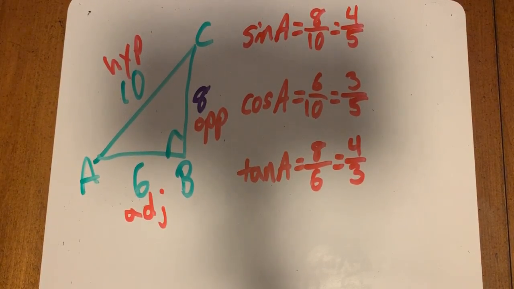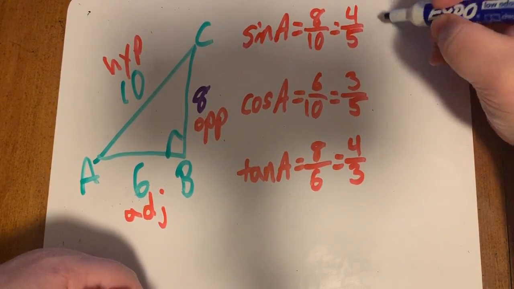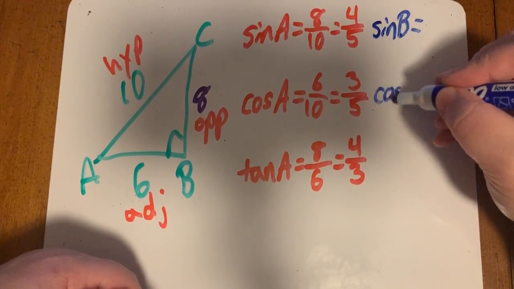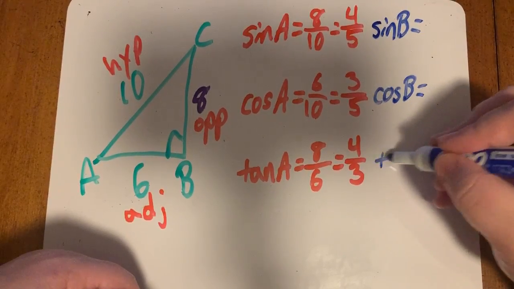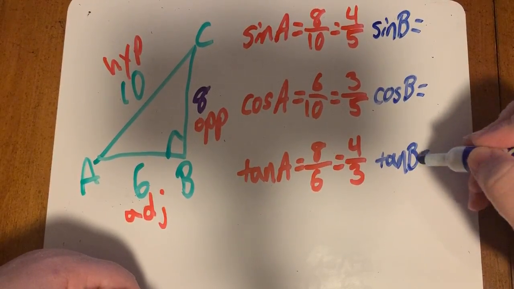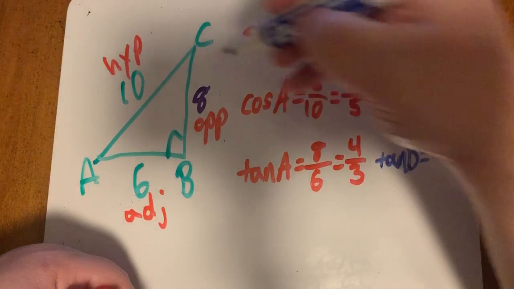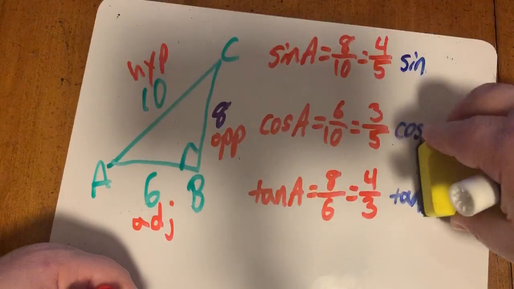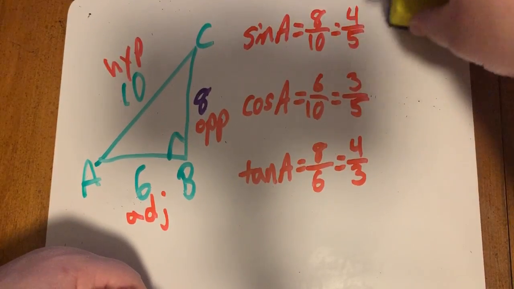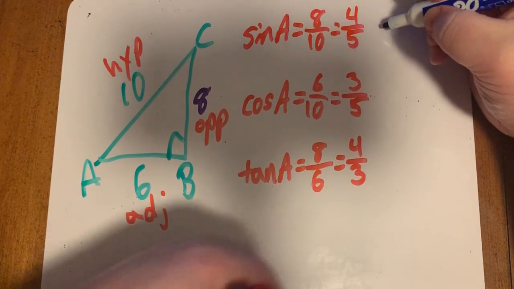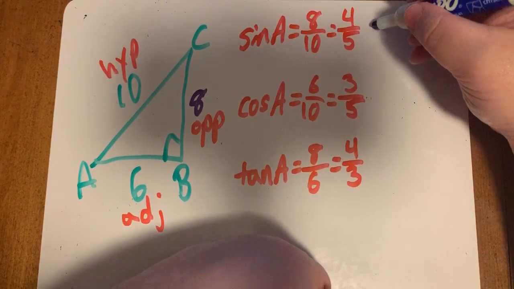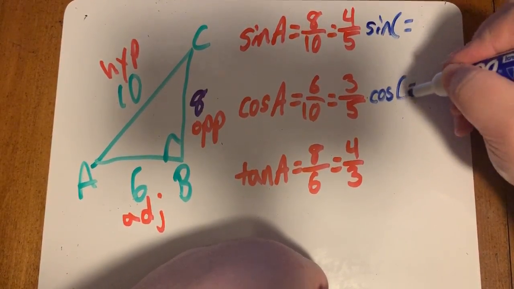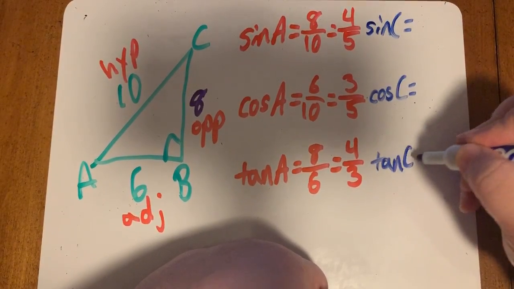We could do the same thing, except with B, we could do sine of B, cosine of B, and tangent of B. Oh, sorry, not B, with C. B is the right angle. We're not going to do it with the right angle. So let's try this again. Sine of C, cosine of C, and tangent of C.